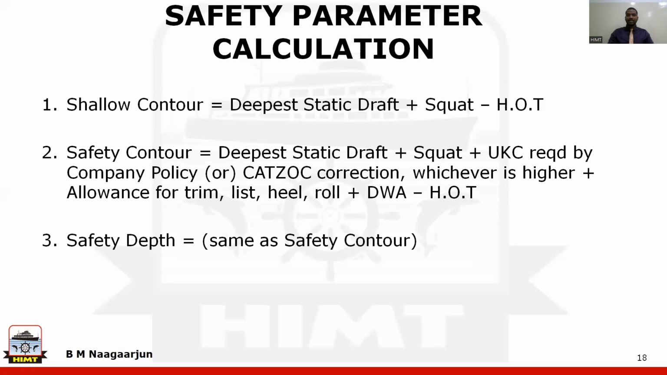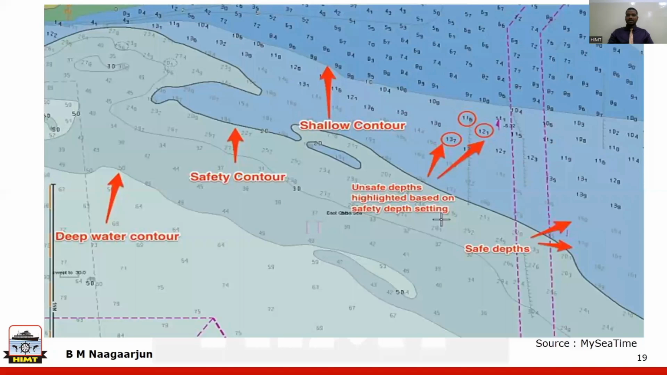The next one is safety depth. The formula for the safety depth is the same as the safety contour. So whatever we calculate for safety contour, we can use the same one as safety depth. Let's revise the significance of the use of safety depth. Safety depths are quite useful when the own ship has to cross the safety contour.